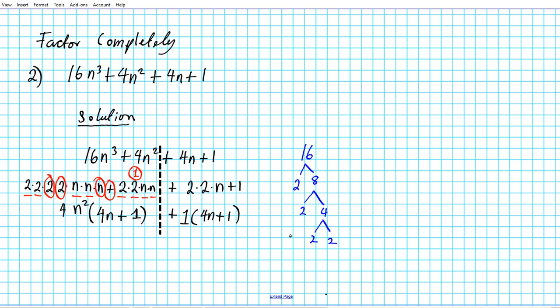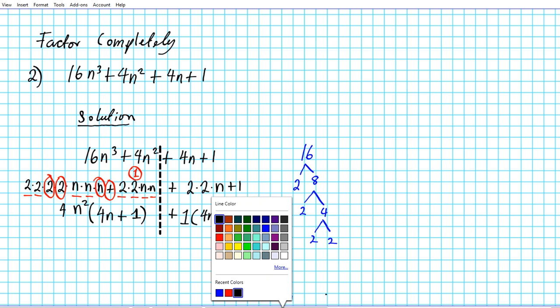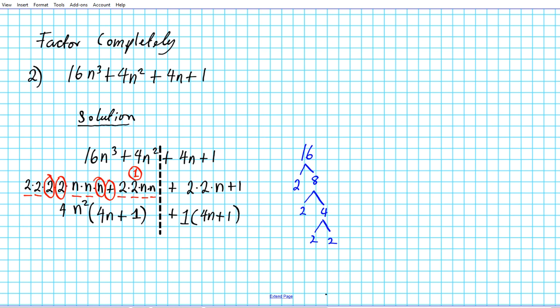This is where we'll pause and do a real quick check to see if our factorization is correct. To do our check, we're going to examine the quantities in the parentheses to make sure that they are identical. That is the case here. We have 4n plus 1 and 4n plus 1. They're both identical, which means that our process so far is accurate.